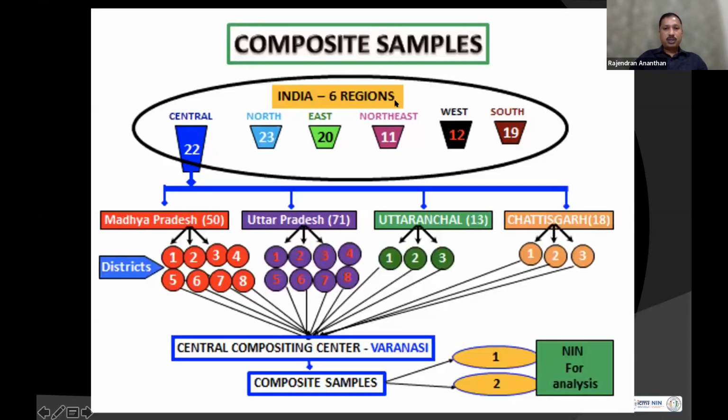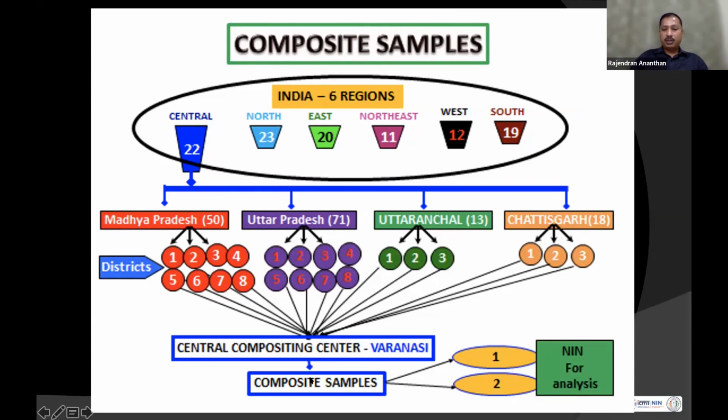This is another representation of how we selected the centers. There are 6 regions, as I said. Coming to Madhya Pradesh, there were between 50 and 60 samples, from 8 different districts. Similarly, in the central region, Madhya Pradesh, Uttar Pradesh, Uttaranchal, and Chhattisgarh, all 4 states, and in each state we covered a number of districts. All together, it was pooled into a composite sample, where the center belongs to Varanasi.